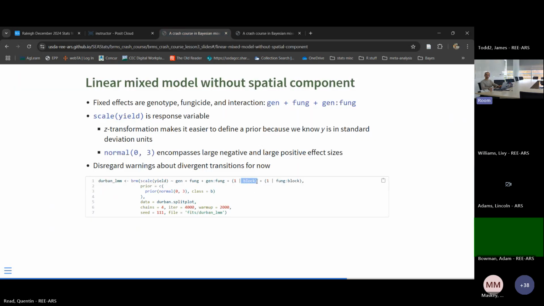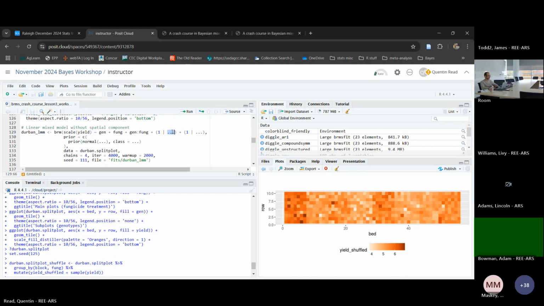And for the random effects, we need to do block as a random effect. So each of the 4 blocks gets its own intercept, and fungicide by block. That means each half of the split plots, the main plots, gets its own random intercept as well. This is the standard way of writing the random effects of a split plot study. The block gets a random intercept as well as the main plot. That is how we'll write this original model.